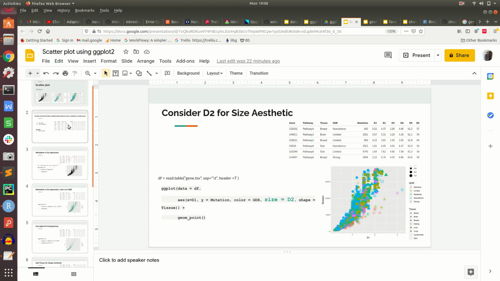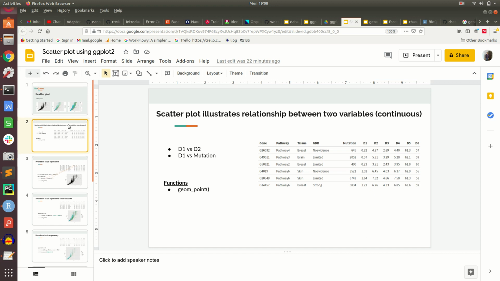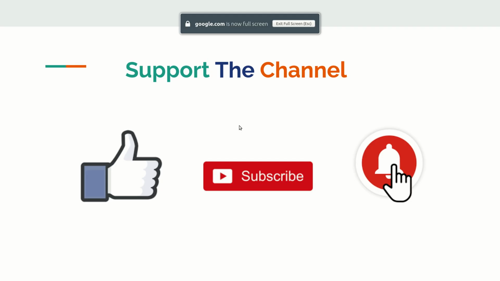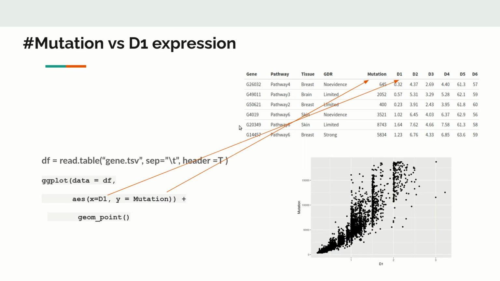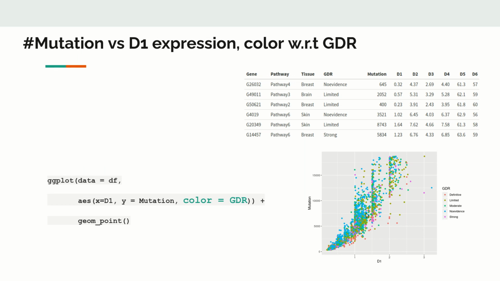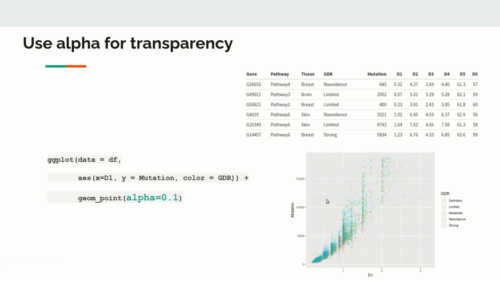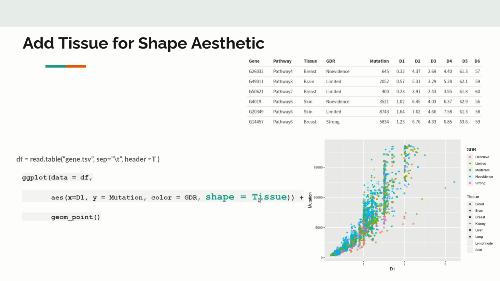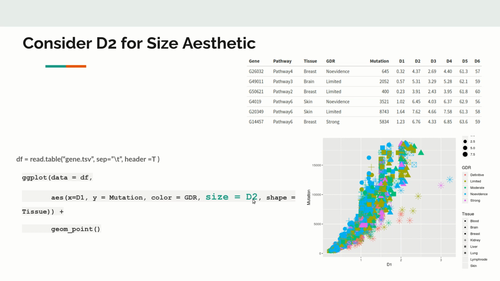Okay, so in summary, what we have seen: we saw the basic X and Y, then we provided the color, then we added the transparency, then we added the shape attribute, and then we added the size attribute. So this way you can draw any kind of scatter plot between any two continuous variables and add additional categorical variables, considering them for other properties like color, size and shape.